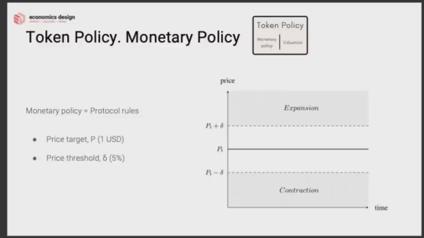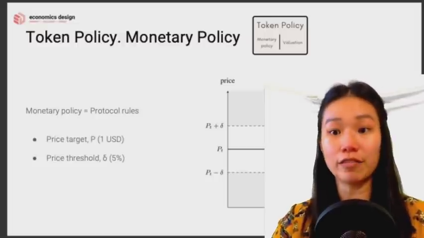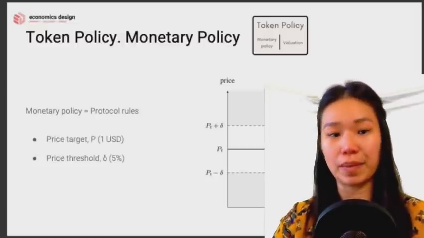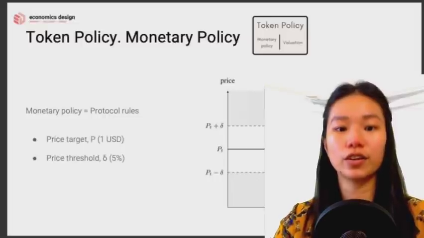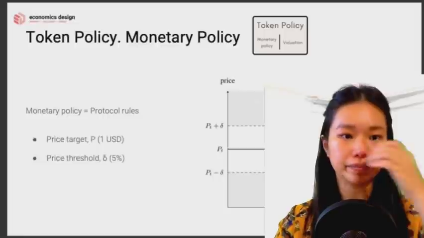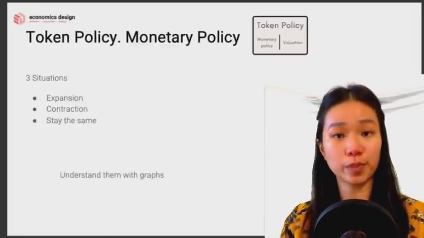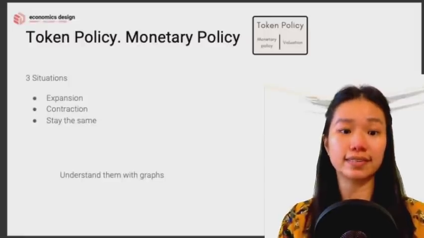Can you imagine every single day when you wake up, the tokens in your wallet just keep changing? That's quite unfair, and that just doesn't really make sense. So there's a threshold that the ecosystem will be abiding by. As I mentioned, with the monetary policy, there are 3 different scenarios. You have expansionary, contractionary, or it stays the same.